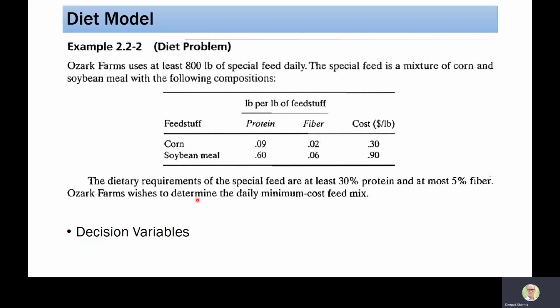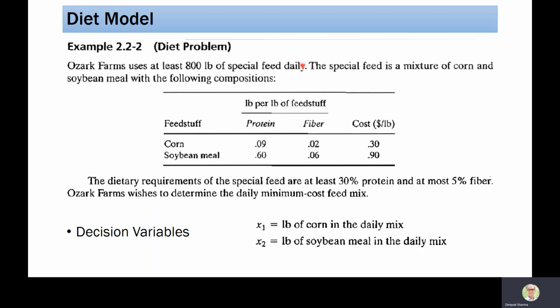Now the task is to determine the daily minimum cost feed mix. In order to find the decision variables, although it is very clear from the problem, looking at the objective function, we have to find the minimum cost feed mix. How can we find the minimum cost? Based on the cost of soybean and corn. So the amount of corn and the amount of soybean will become the decision variables for the given problem. Here let us write x1 as lb of corn in the daily mix and x2 as lb of soybean meal in the daily mix.